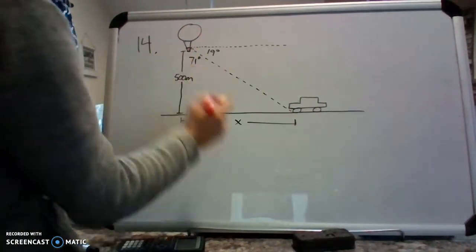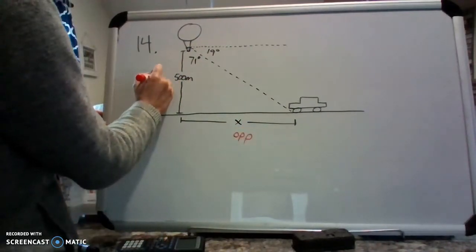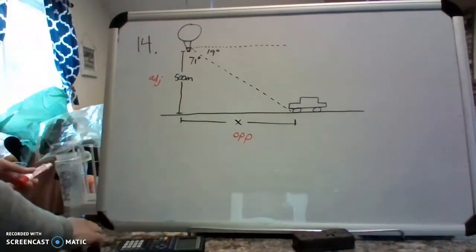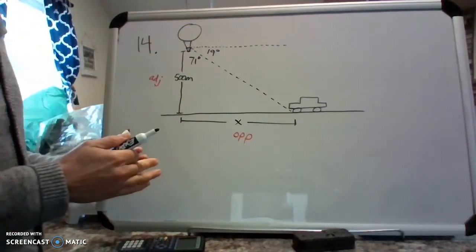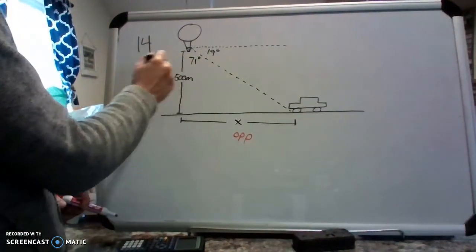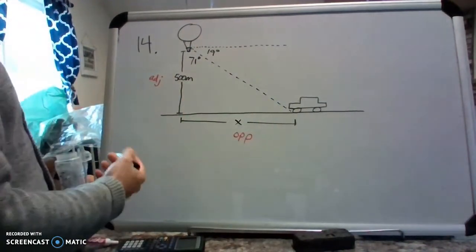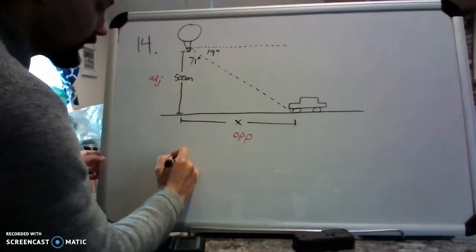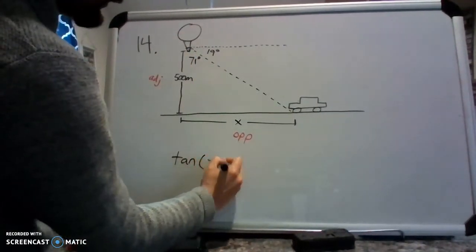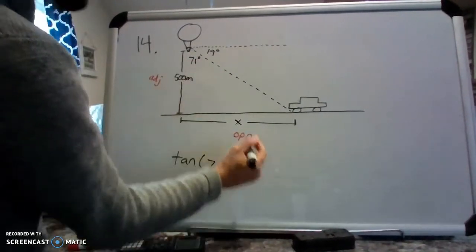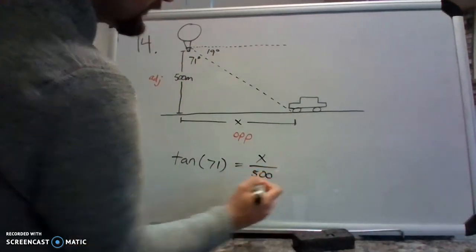All right, so I'm going to use the 71-degree angle. If we're looking at that angle, the x would be our opposite side and the 500 meters would be our adjacent side. So once again, we're going to use tangent to solve this out. It doesn't always work that way, but because we're often talking about heights and horizontal distances, tangent does get used a lot in these problems.